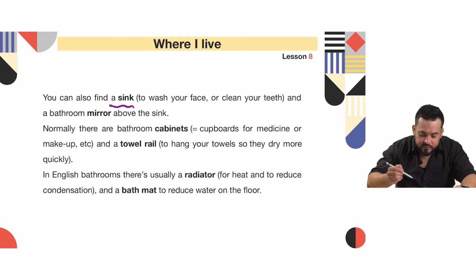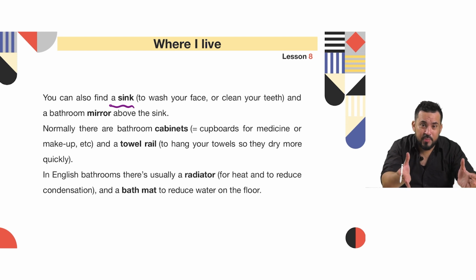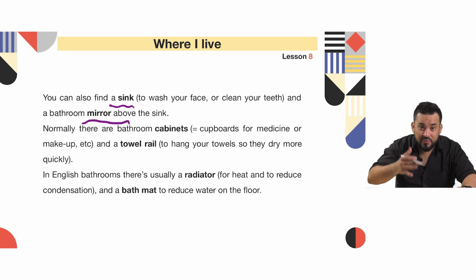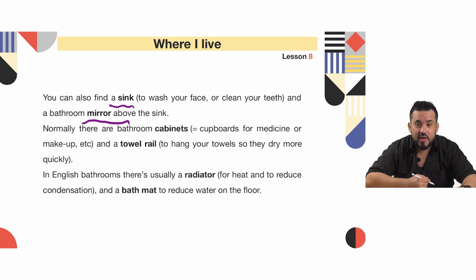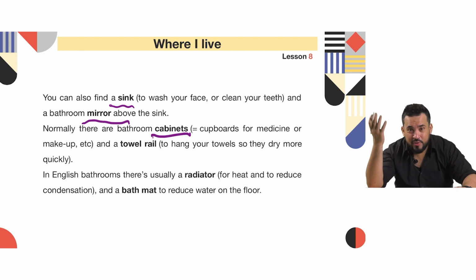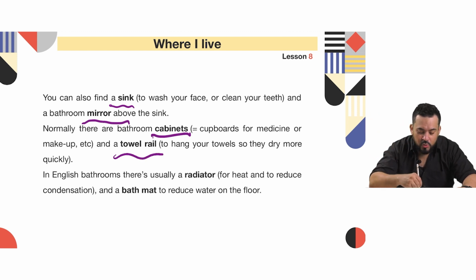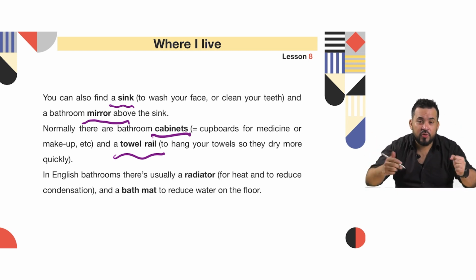A sink in the bathroom. Also, just like the kitchen, you have a sink in the bathroom where you wash your hands and brush your teeth. A mirror above the sink so you can look at yourself and see how pretty you are. Bathroom cabinets is where you put your medicine, your makeup, your hair products. You have a towel rail, that's where you hang your towel to dry your hands or for quick access when you're taking a shower.